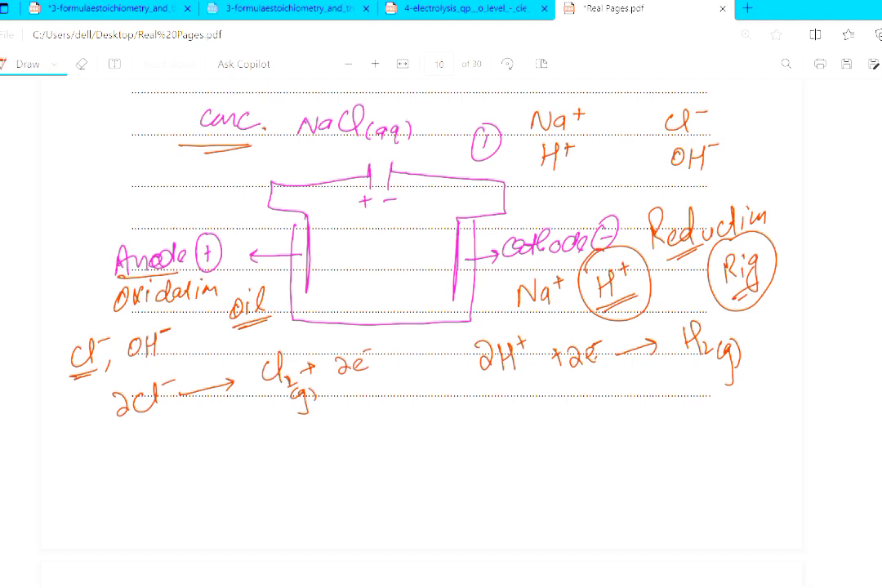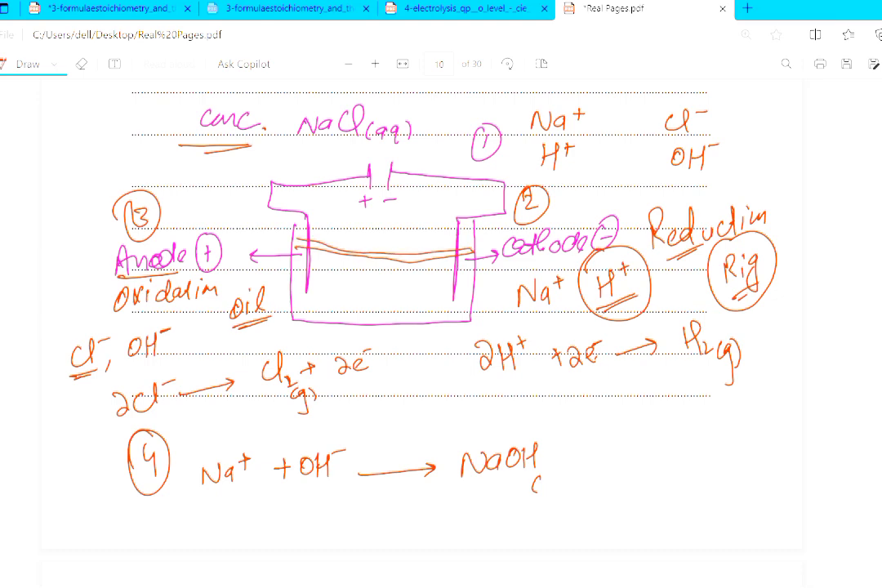So the fourth step is the remaining. This was the first step, this was the second step, this is the third step, and this is the fourth. In the fourth we have Na plus, which is the remaining from here, and hydroxide from here. So what will be formed? NaOH will be left over here, and this will be aqueous.